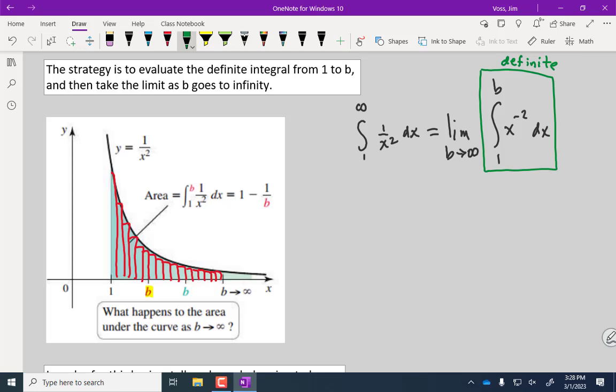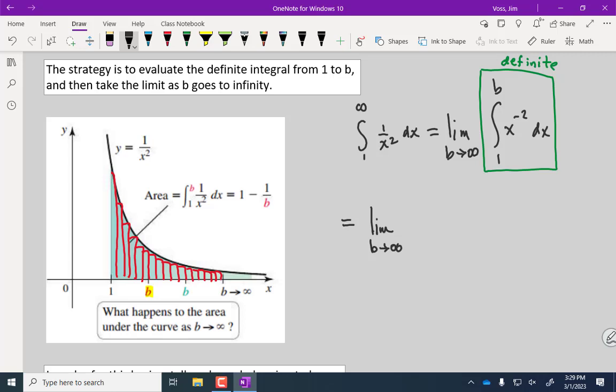Now, whether the infinity is on the top or bottom, does that tell us whether we're going left or right? Yes. If we have plus infinity on the top, that means the tail is to the right. If it's going from negative infinity at the bottom, that means the tail will be on the left.